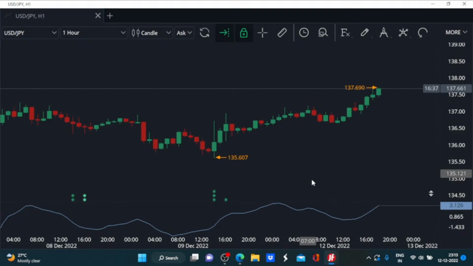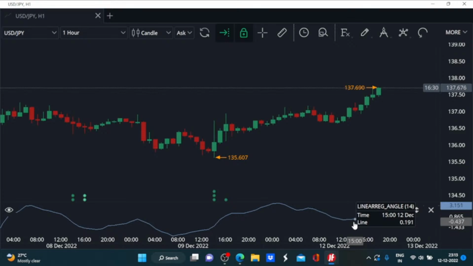Now, the concept of this indicator is fairly simple. It is calculated by taking into consideration the difference between the left and the right edge of the linear regression drawn on the calculated period. So, whatever is your calculation period, that calculation period is then used to divide the actual difference between these two edges of the linear regression.